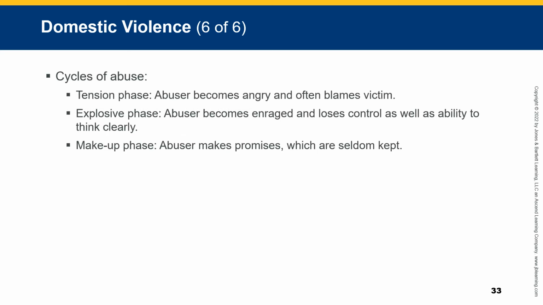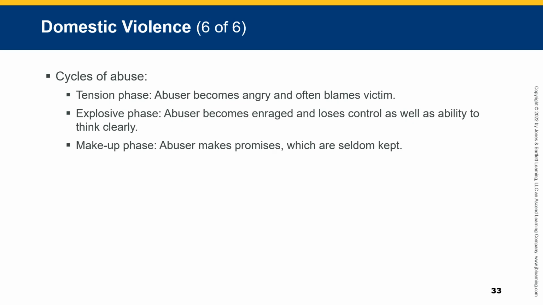I mentioned previously the cycles of abuse. One cycle is the tension phase. The abuser becomes angry and often blames a victim. The victim may try to placate the abuser or minimize or deny abuse, and the tension phase is usually the longest part of the abuse cycle.